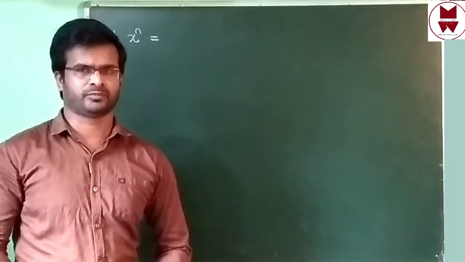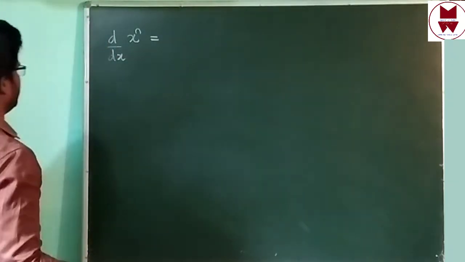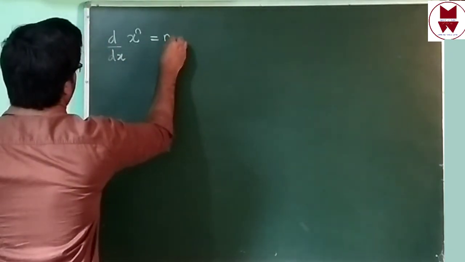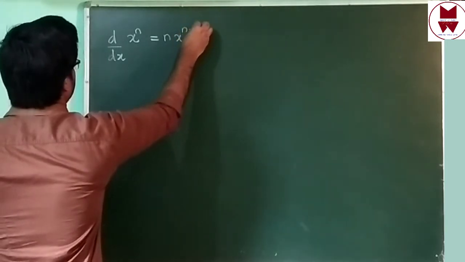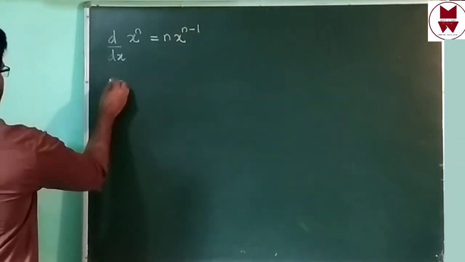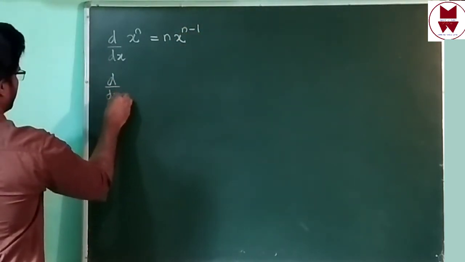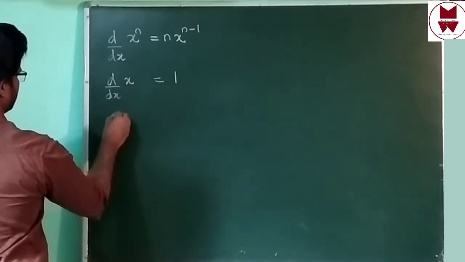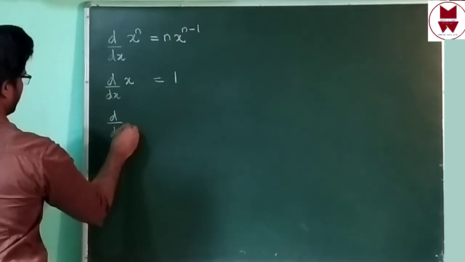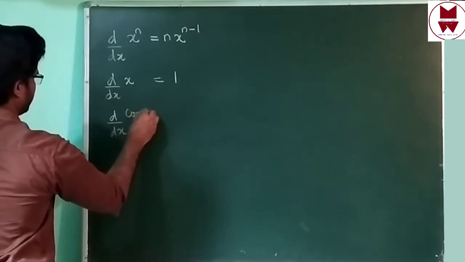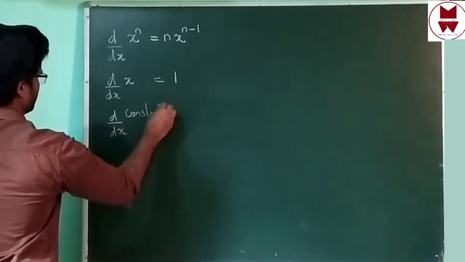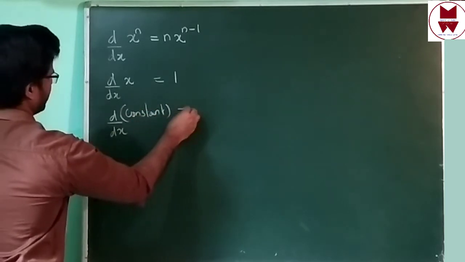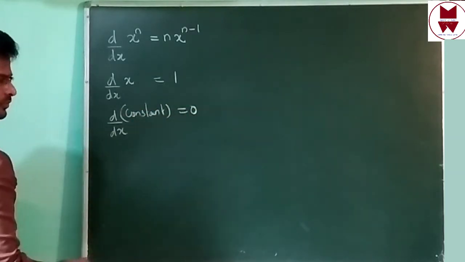We have to study some common formulas. D by dx of x raised to n is n x raised to n minus 1. The next, d by dx of x equal to 1. Then d by dx of a constant. Constant means any number. That will be the answer 0.